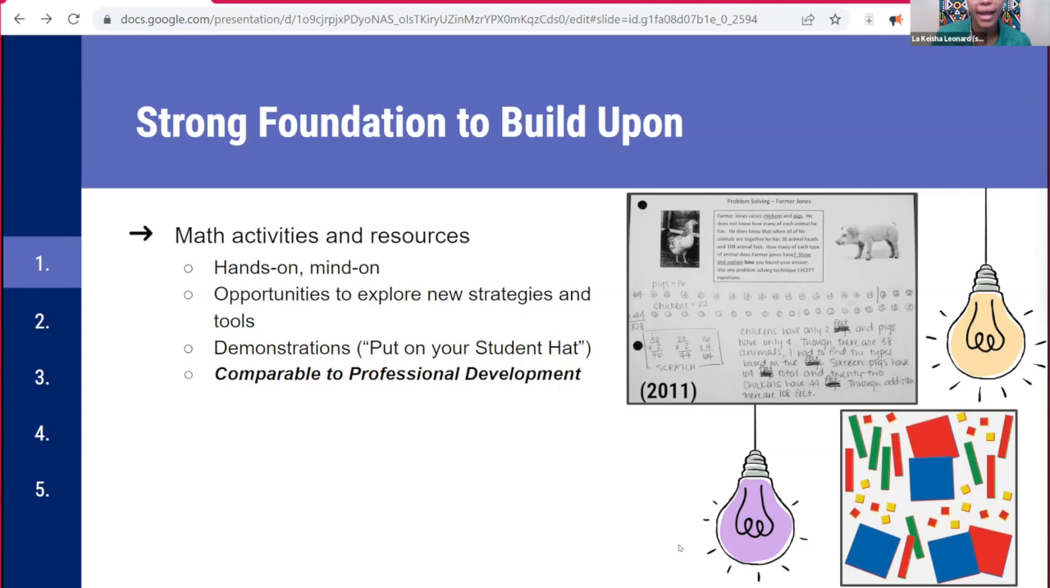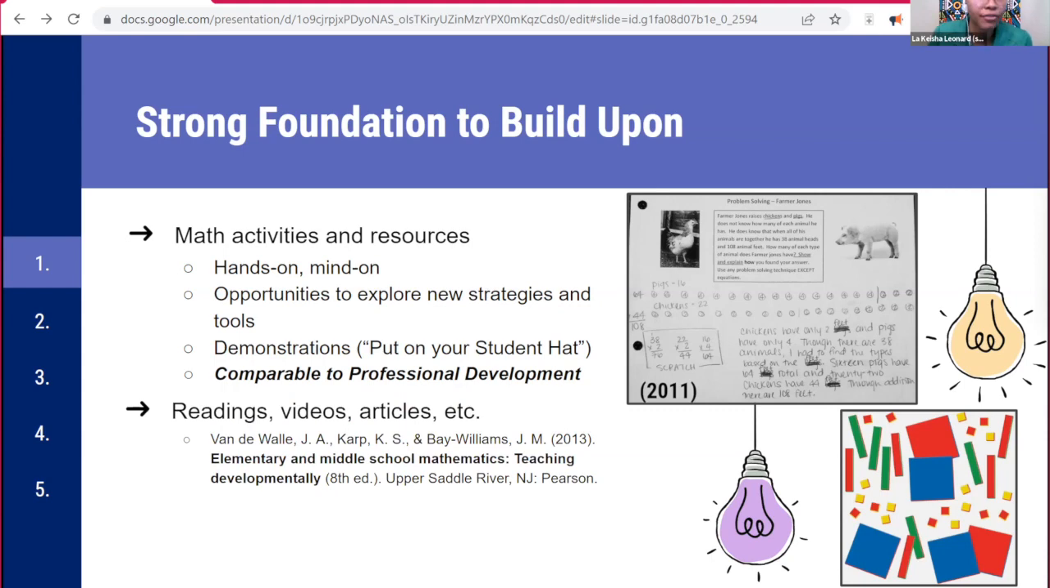When I graduated and actually started going to professional developments, I was like, this feels very familiar. And it was because I had taken a course that was very hands-on. Okay. Also, a lot of readings, videos, and articles.